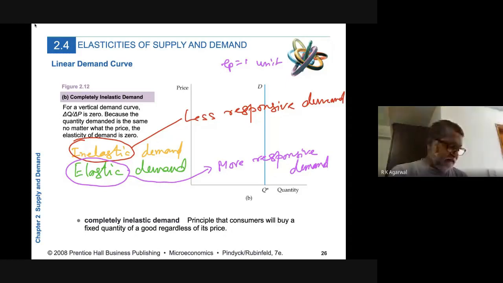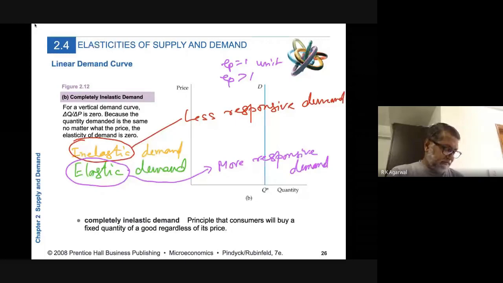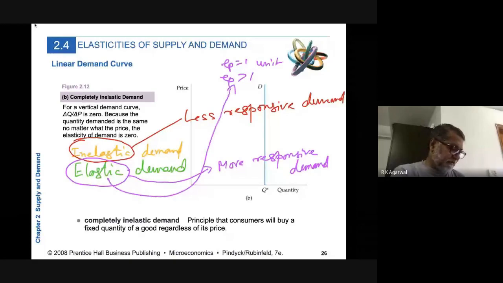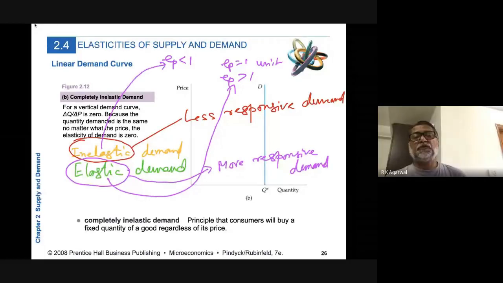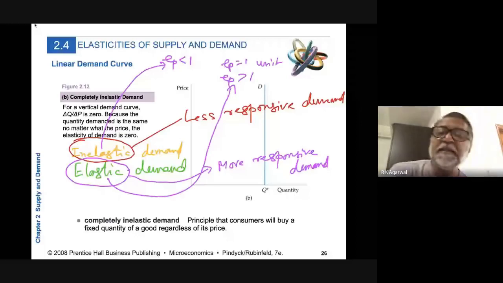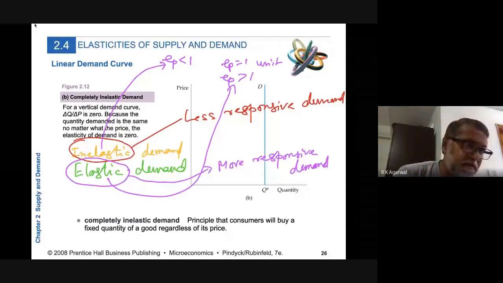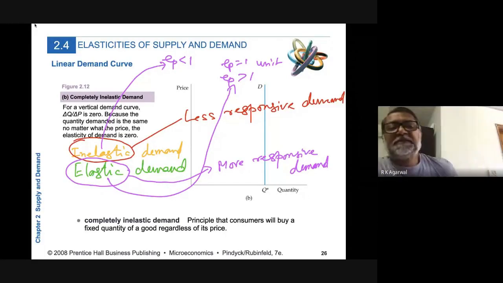If elasticity is greater than 1, then we call it elastic demand. And if elasticity is less than 1, then we call it inelastic demand. And of course, when we are saying greater than 1, less than 1, we are ignoring the minus sign. All that we are saying is that the absolute value of elasticity is either equal to 1, greater than 1, or less than 1.